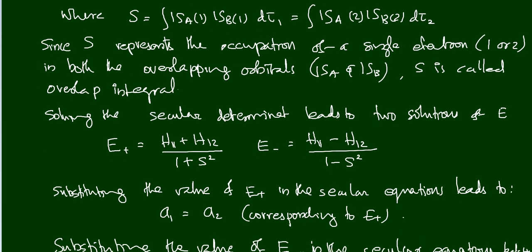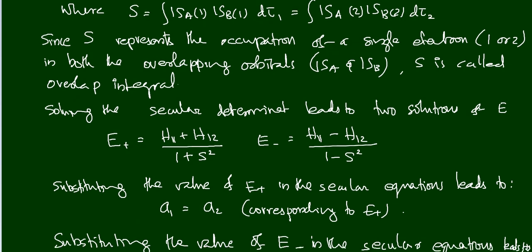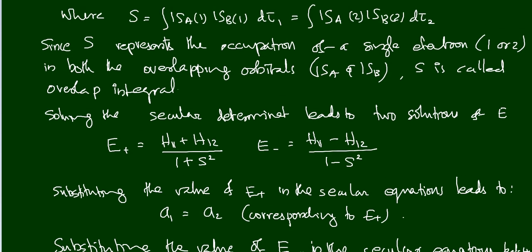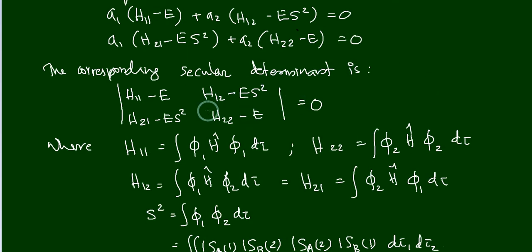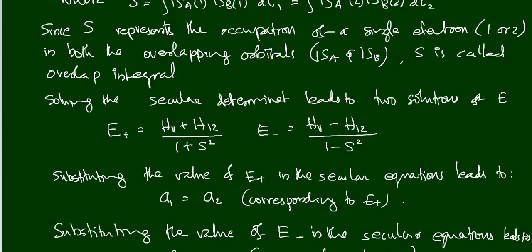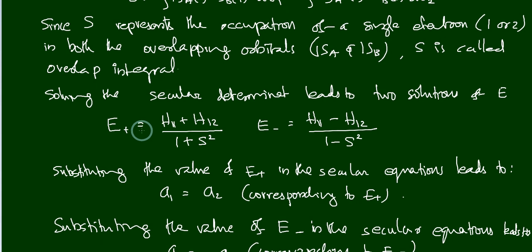Now, solving the secular determinant leads to the solution for E that you have already learned. If we solve the secular determinant, we will get the solutions for E. If we look here, this is a 2 by 2 determinant, therefore we will get two solutions for E. You already know the expressions for the two solutions. E plus is equal to (H11 plus H12) divided by (1 plus S square), and E minus is equal to (H11 minus H12) divided by (1 minus S square).